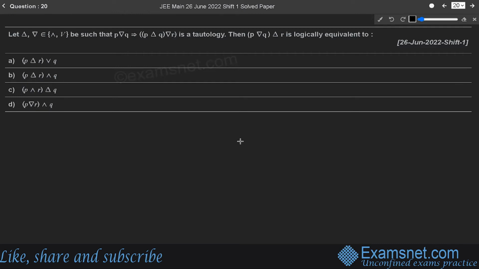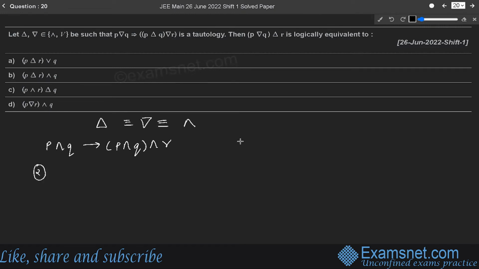Case first is, if delta is equal to reverse is equal to intersection. So P intersection Q will be given by P intersection Q intersection R. This is a law in mathematics. So it can be false if R is false. So it is not a tautology.